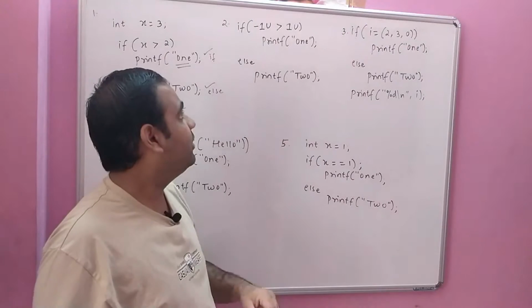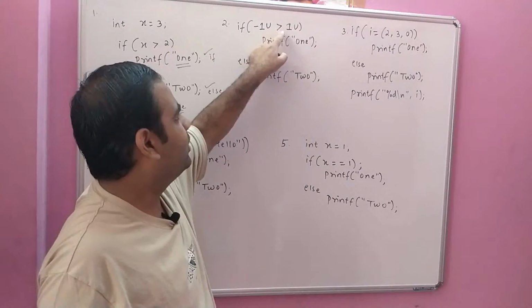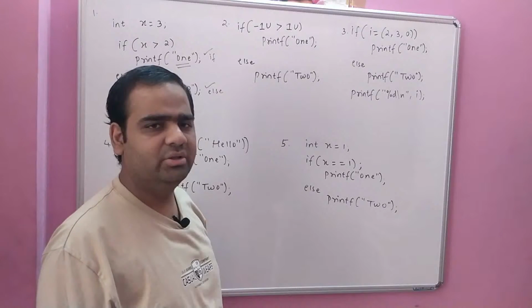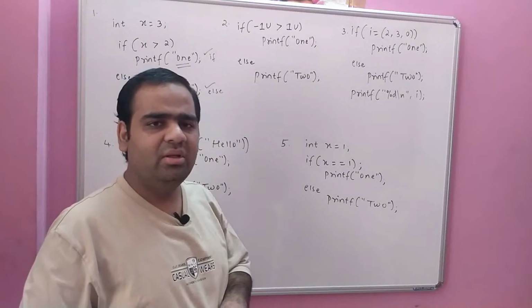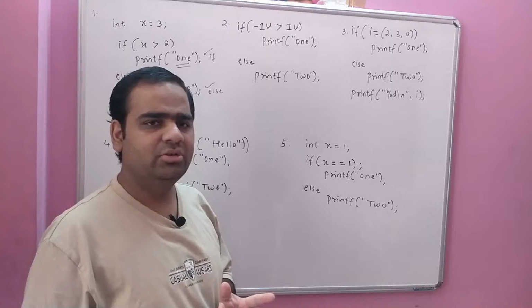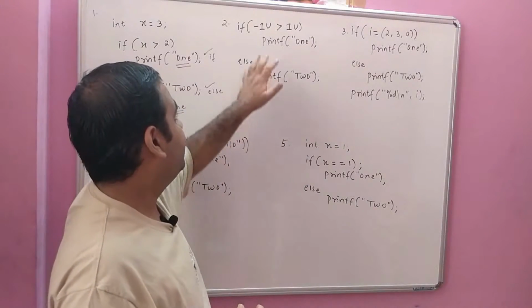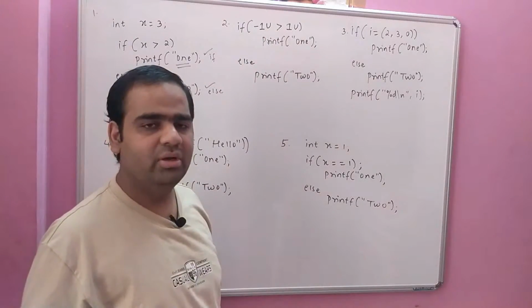Let's look at the second one. Minus 1u greater than 1u. Now what is that u? U means unsigned integer. In an unsigned integer we can only store the positive values. We cannot store the negative values. Then what value will this minus 1u take?